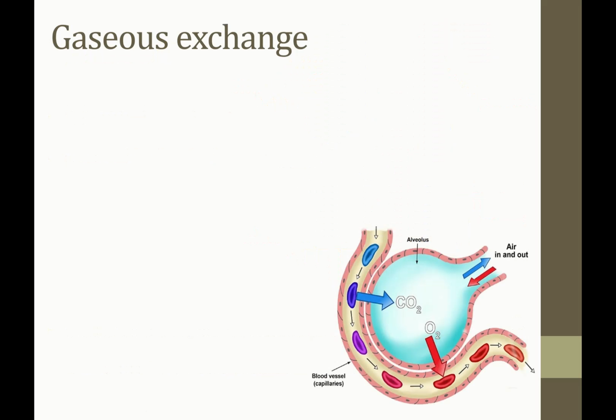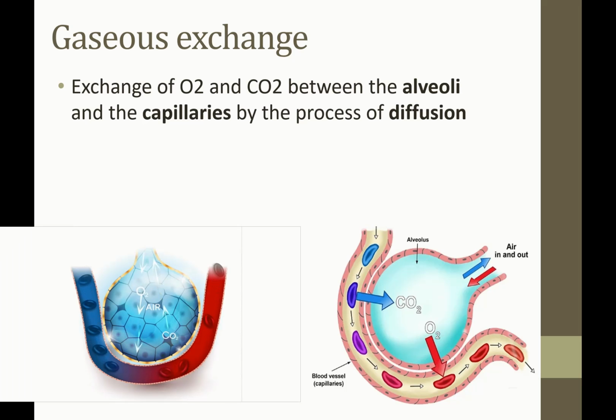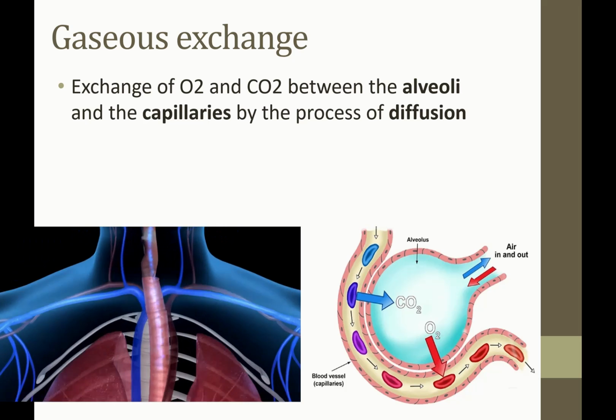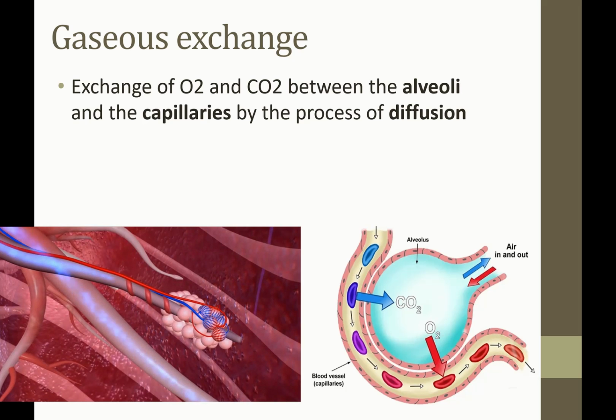Okay, so the second objective of the respiratory system relates to gaseous exchange. First off, the process of gaseous exchange is very simply just the exchange of oxygen and CO2 between three different structures. So this is the passing of oxygen and CO2 between the alveoli and the capillaries, and of course it's the red blood cells which offload those individual gases.